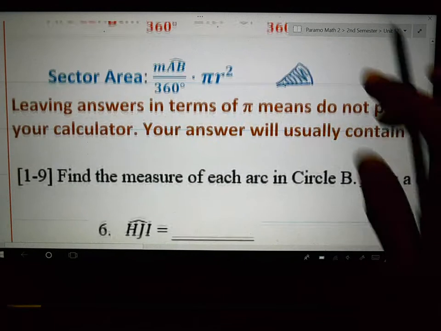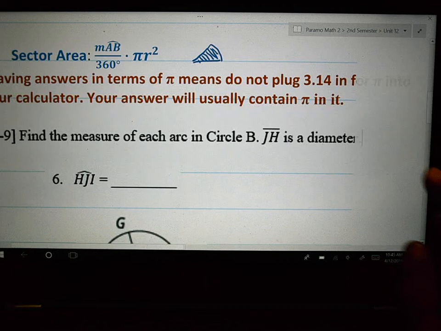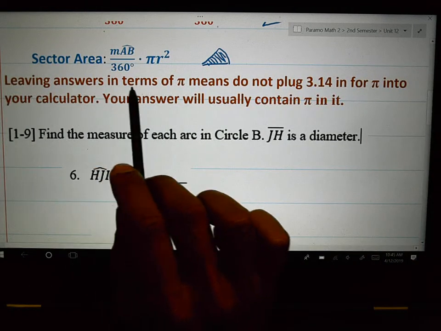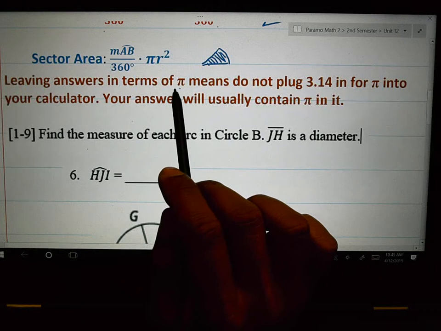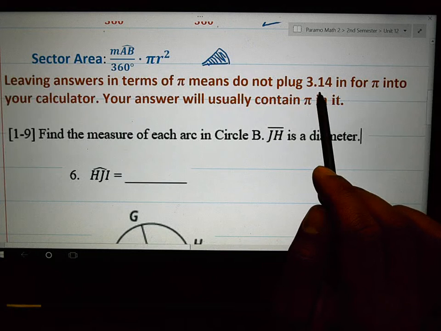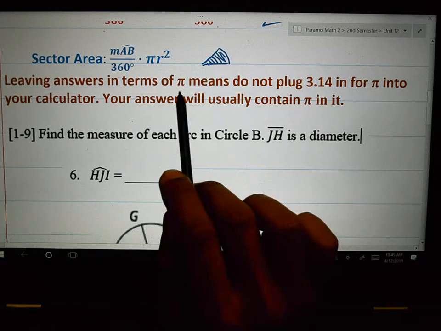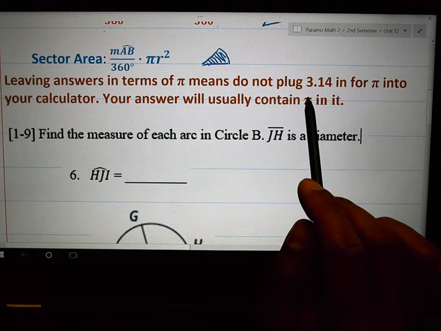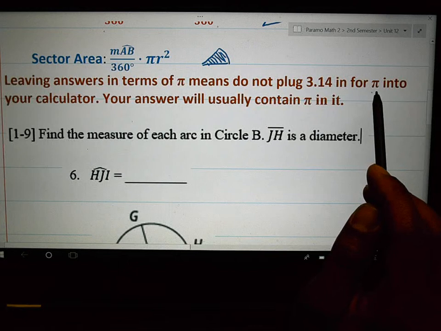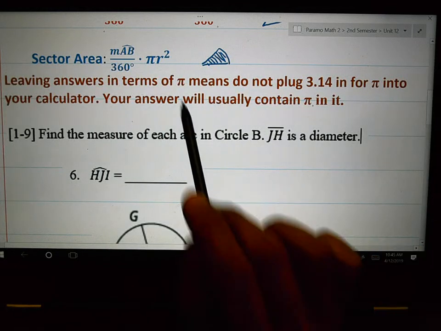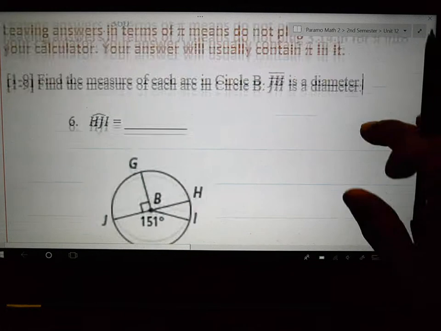The very last thing that we're going to do before we get to examples is this: leaving answers in terms of pi. There are several directions that will say leave your answers in terms of pi. It means you do not plug in the decimal approximation of pi. You're going to leave it in terms of pi, and I will show you the pi button on our calculators, because our calculators pretty much leave things in terms of pi. It's kind of nice. And so our answer will usually contain pi in it when it's in terms of pi. So let's do some examples.